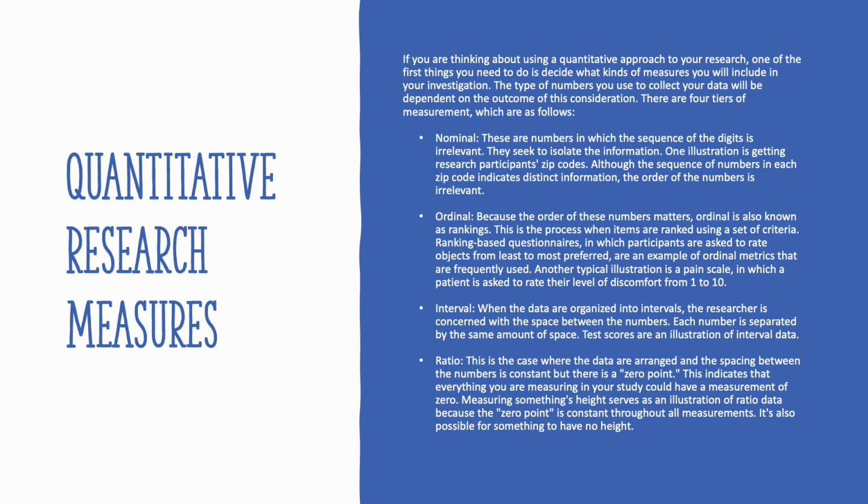Because the order in which these numbers are listed is significant, the term ordinal can also be referred to as ranks. The procedure that involves placing things in order according to a predetermined set of standards is called ranking. Ordinal metrics are utilized rather frequently, and one example of this type of metric is the ranking-based questionnaire. In this type of survey, participants are asked to rate various items on a scale from least desired to most favored. A pain scale is another example of a common medical tool, in which a patient is asked to rate the degree of discomfort they are experiencing on a scale from 1 to 10.